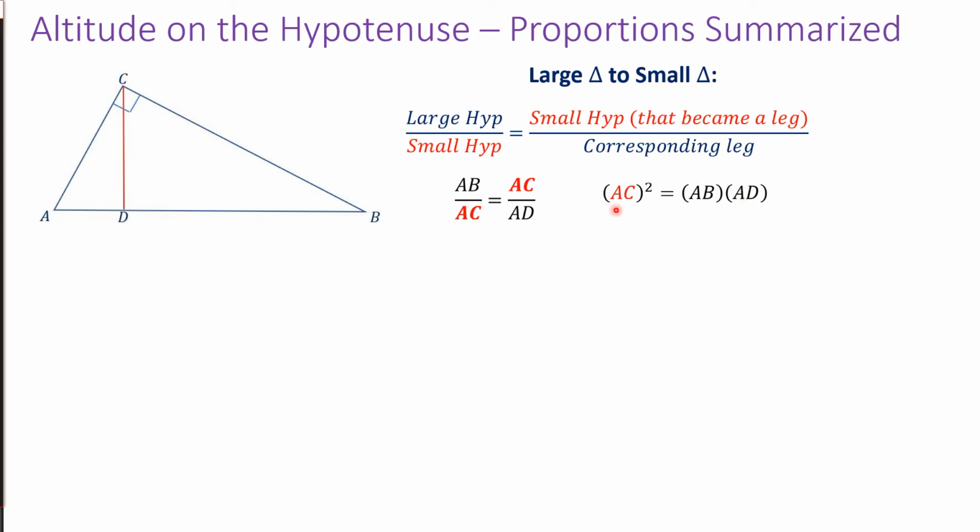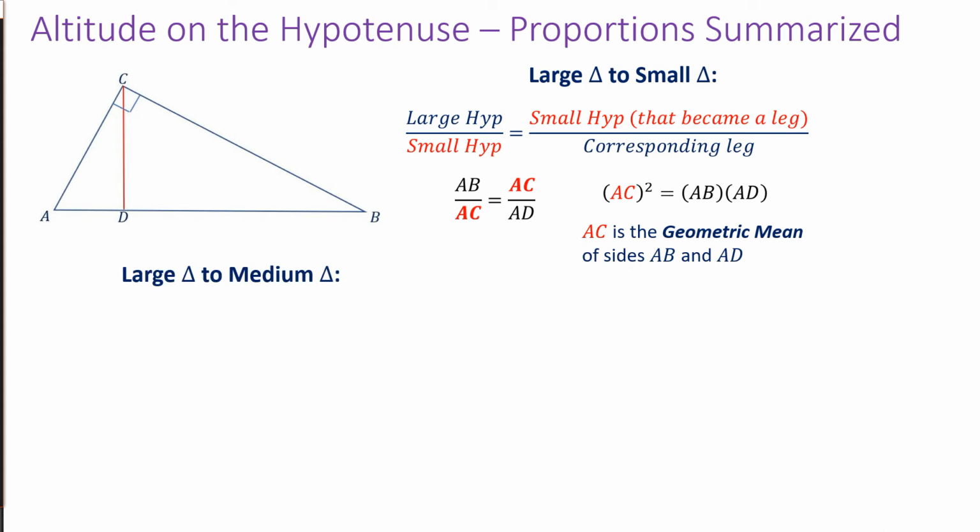So AC becomes what we call the geometric mean of sides AB and AD. And all that means is if you square AC, it is equal to the product of the sides it's the geometric mean of. So AC squared is equal to AB times AD. That's all that means.